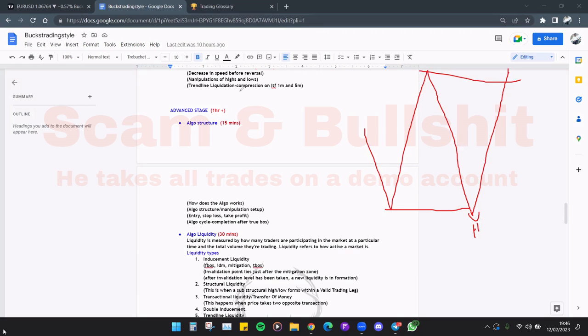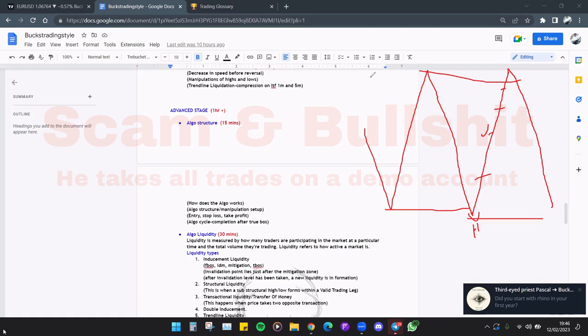Because the hedge funds don't trade like us who use normal lot sizes. Their lot size could be like 1,000, 20,000, 50,000. So when price takes out this high, they begin to take profits from their buys. Then after this high gets taken out, they begin to look for sells to target this low. So they've taken profit off this buy, then they're looking for sells to target this low. That's what the hedge funds do. They target highs and lows, target liquidity. So that's how the hedge funds work.